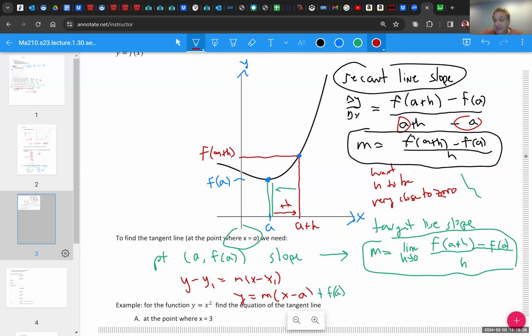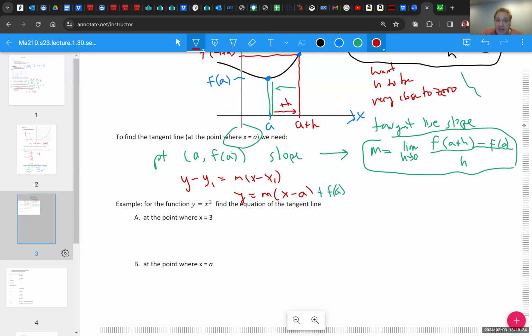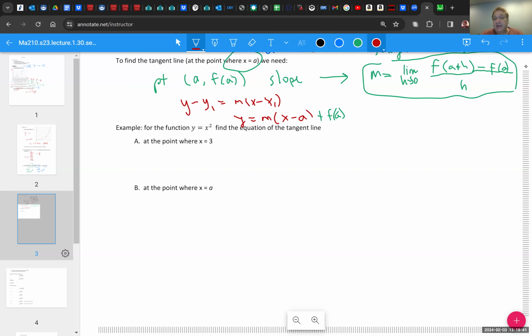All right, let's see an example of that. So I have this function here, y equals x squared, very simple function. And we're going to find the equation of the tangent line at the point where x equals 3, and the point where x equals a. Now, to find the equation of the tangent line, we're going to have to find the slope of the secant line, and make those 2 points really, really close to each other. Well, we know what that formula is.